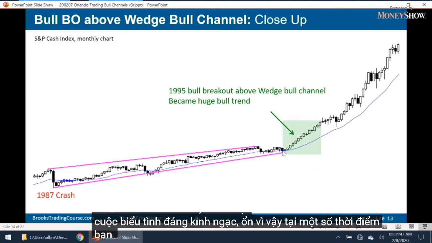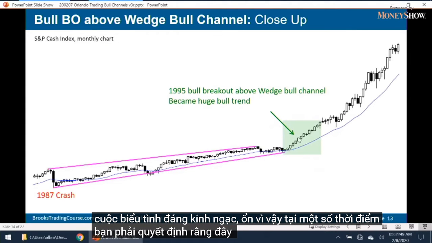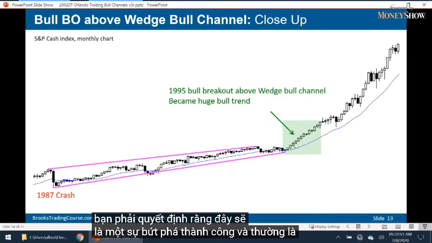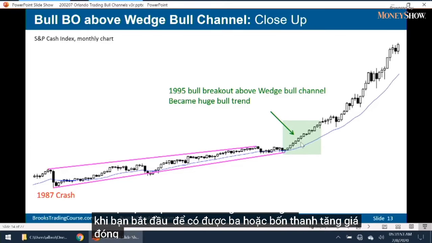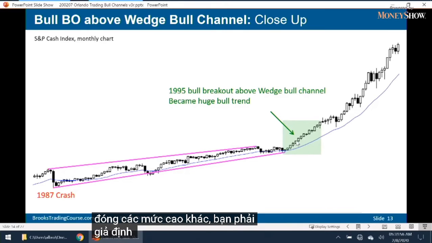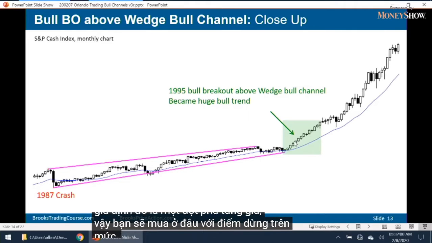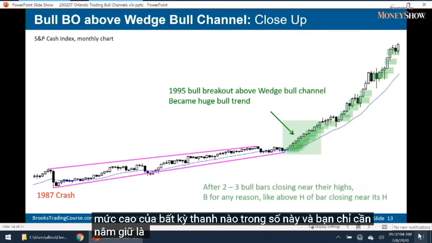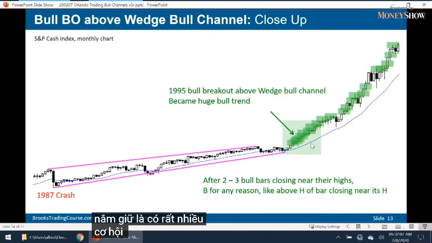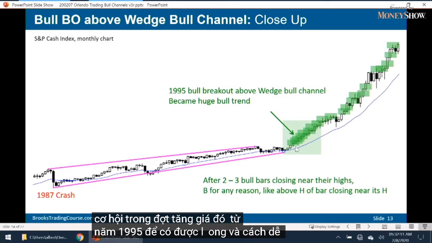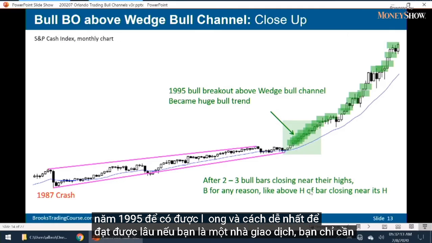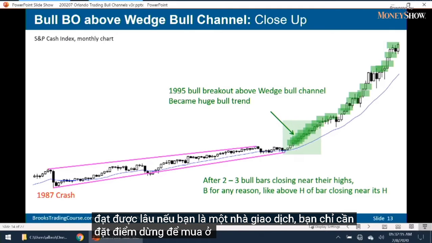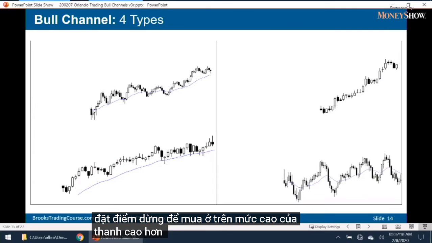Okay, so at some point you have to decide that this is going to be a successful breakout. And usually once you start to get 3 or 4 bull bars closing near their highs, you have to assume it's a bull breakout. So what do you do? You buy with a stop above the high of any of these bars, and you just hold on. There were plenty of opportunities during that rally from 1995 to get long. And the easiest way to get long, if you're a trader, you simply place a stop to buy above the high of the prior bar.